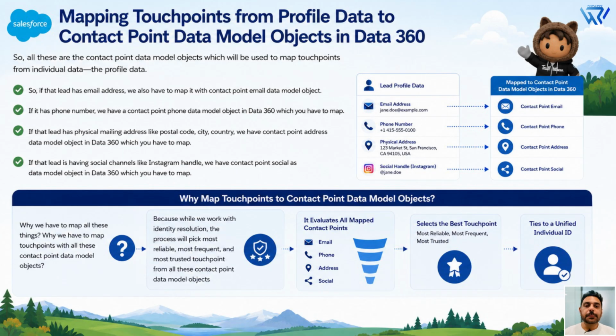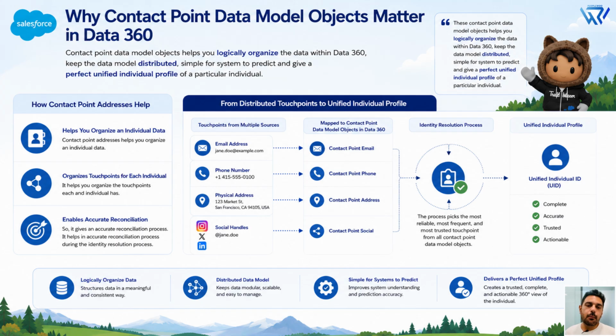Contact point objects help you organize an individual's data. They help you organize the touch points which an individual has, so that it gives an accurate reconciliation process during the identity resolution process. So these contact point data model objects help you logically organize the data within Data 360, keep the data model distributed, simple for the system to predict, and give a perfect unified individual profile of a particular individual.